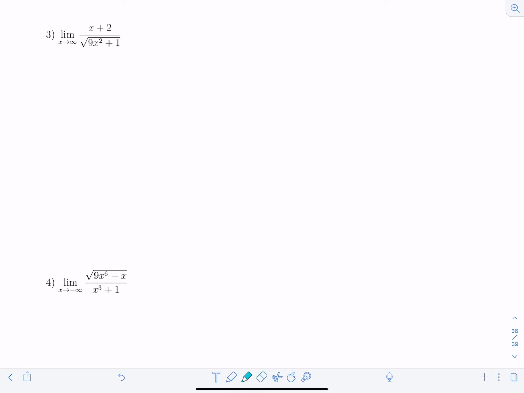Let's consider some more examples that are going to be a little nuanced, so you have to be careful here. We have the limit as x approaches positive infinity of x plus 2 over the square root of 9x squared plus 1. Now, I want you to be careful because do you notice in the denominator how we have the square root of 9x squared plus 1? So what is the degree of the denominator? What is the highest power of x that I need to divide by?